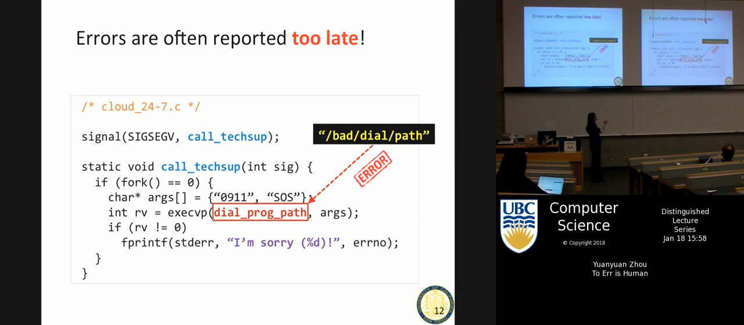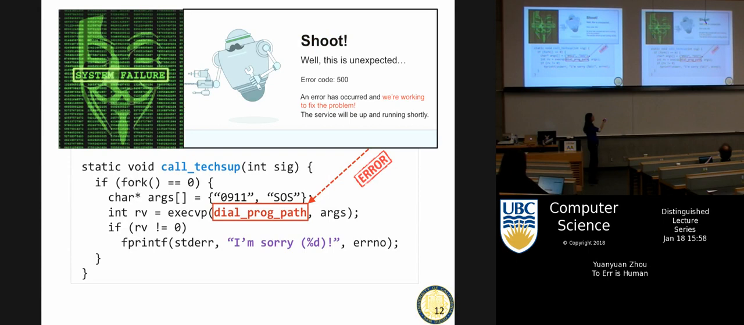Of course, afterwards you print out and check the return value. Most of the time you're never going to execute this code, so you don't even know this setting is wrong. But once you have a problem here, you say, hey, if I have a system failure, don't worry, because I have this program that will call back tech support and we'll work to fix the problem right away.